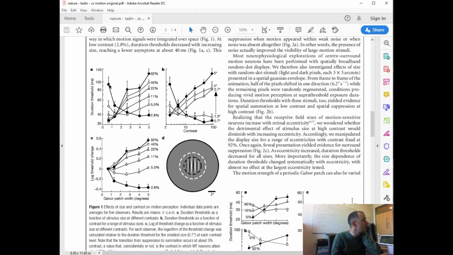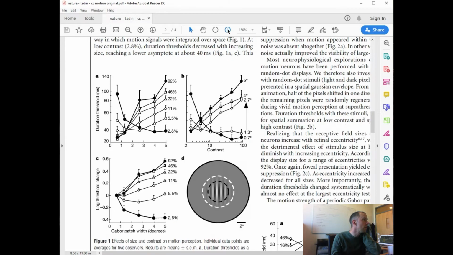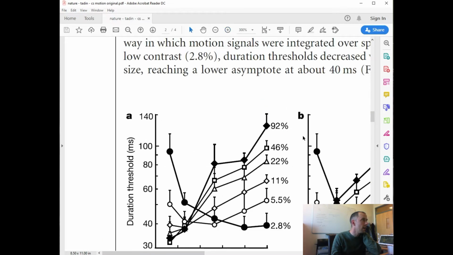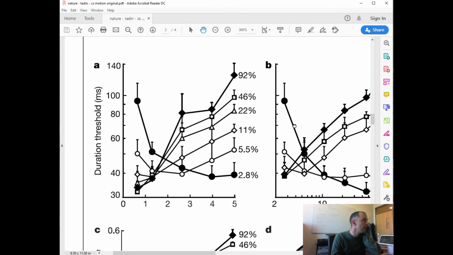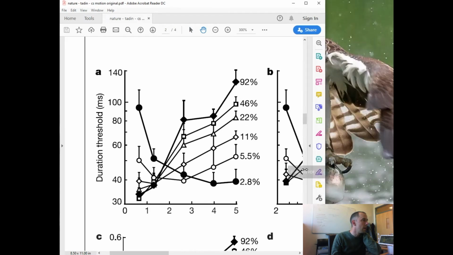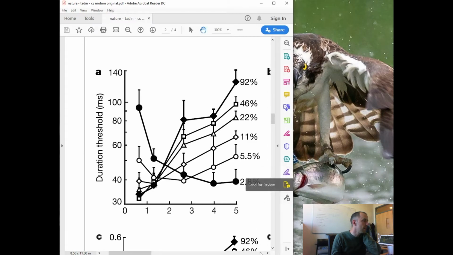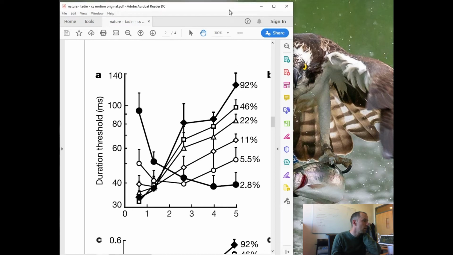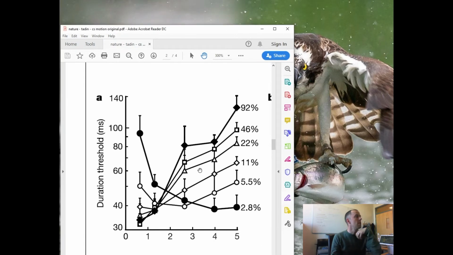So the first result is this. Both results are shown in figure 1A here. Let's see if I zoom in to that. Yeah. Now you'd be less distracted. It doesn't want to. There we go. Figure 1A.